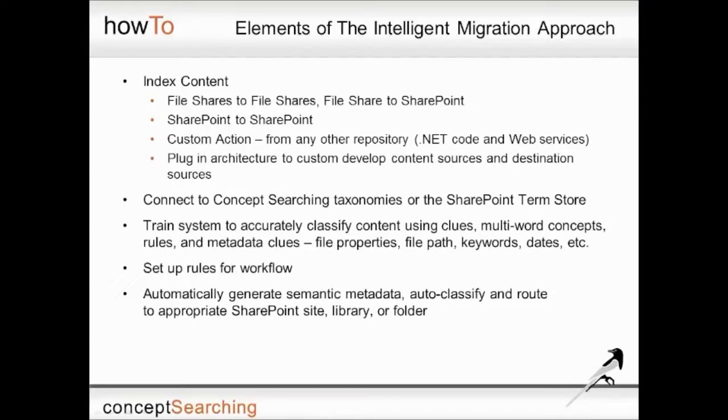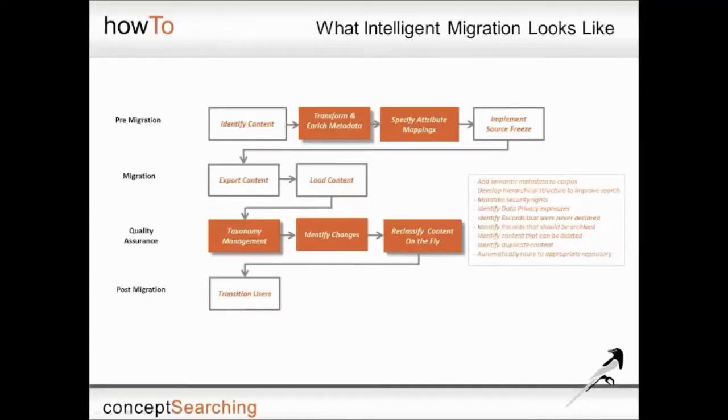With intelligent migration, we might test the migration by moving documents from one file share to another, but often the requirement is to move into SharePoint, or maybe from one version of SharePoint to another, so perhaps from SharePoint 2007 to SharePoint 2013, for example. Often we're going to want to use the taxonomy structure located in the SharePoint term store, and of course that's something you can do with concept searching.